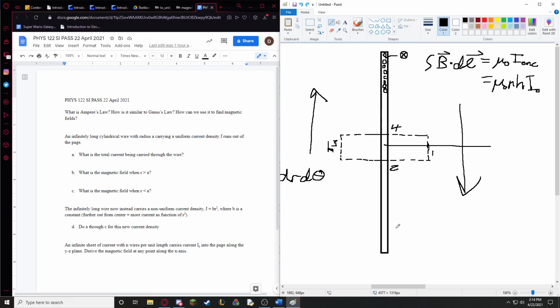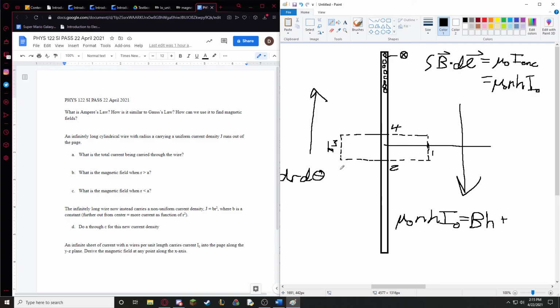So hold on, let me just write this down here. We have mu naught n h I naught is equal to our two integrals for 1 and 3. For part 1, B comes out, so it's B times the integral of dl. What's the integral of dl? That would be h. Yeah, exactly. It's just the length h. So it's Bh for the first one.